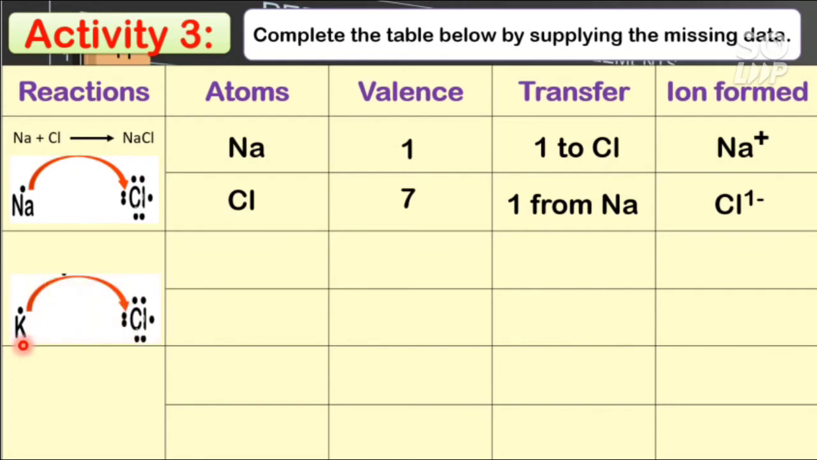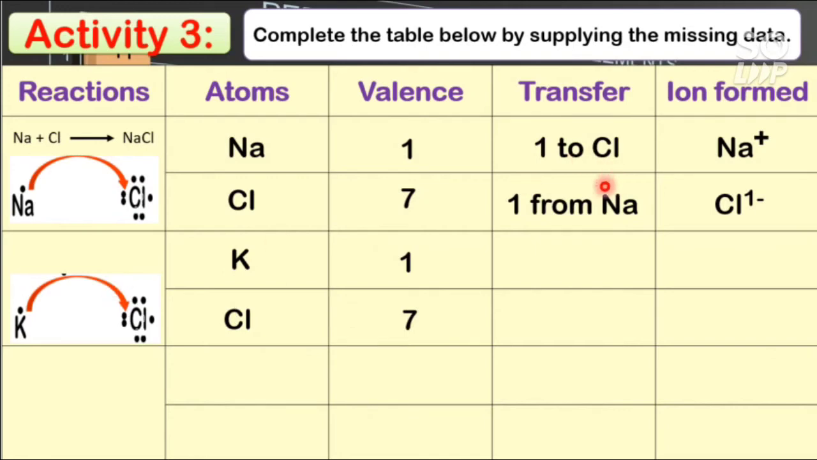Okay. Second example. K is potassium, a metal, and chlorine, as we all know, is a non-metal. So what are the two atoms here? Obviously, we have potassium as K and Cl for chlorine. How many valence electrons are there in potassium? It belongs to group 1, so it has only one valence electron. Chlorine, we know, is 7.